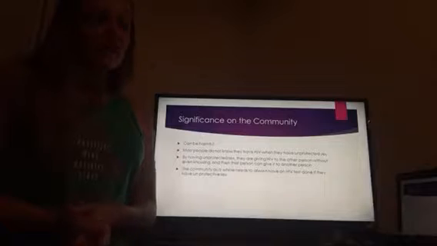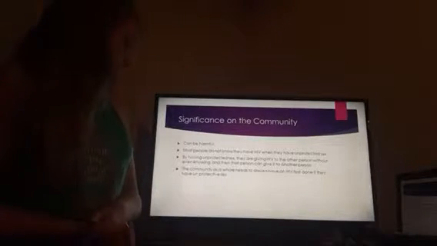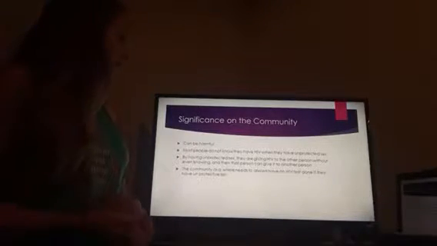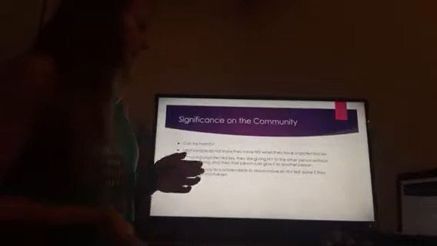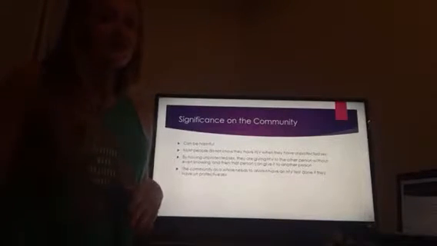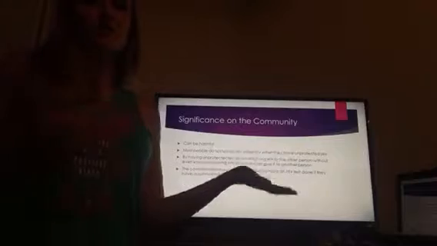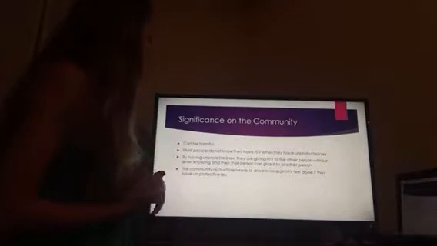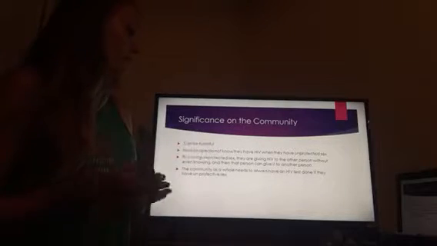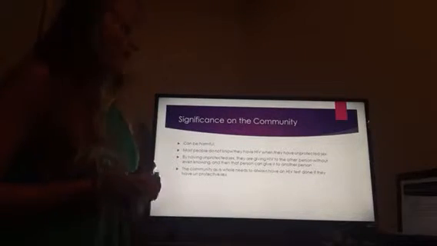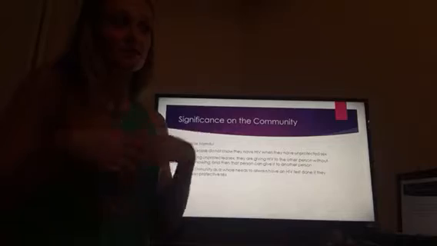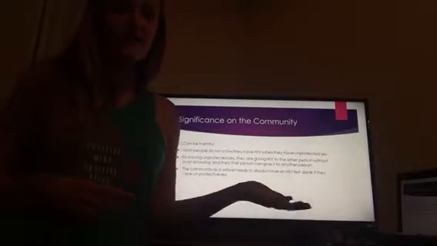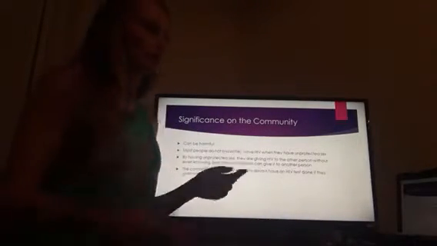The significance on the community. It can be very harmful. Most people don't even know that they have HIV. So when they have unprotected sex, then they're going to be spreading it to person, pretty much without even knowing. The community as a whole needs to always have an HIV test done if they have unprotected sex, because the person that they gave it to also won't know that they have it, and they can also spread it around the whole community.